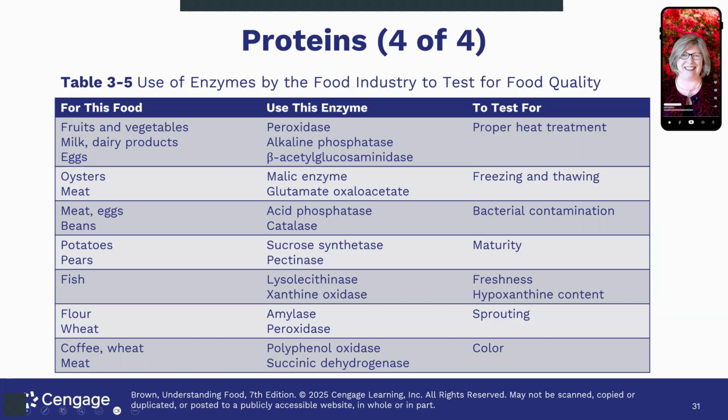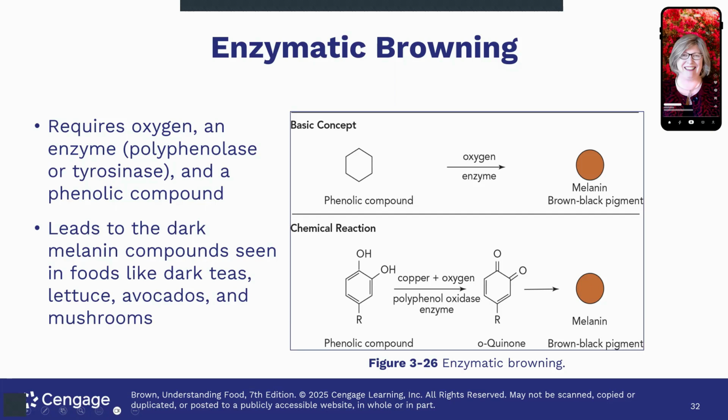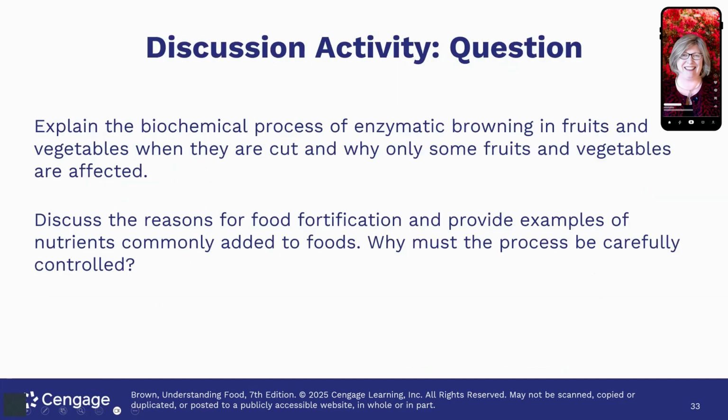These are some examples. Have you ever noticed that some of your fruits turn brown if they're exposed to oxygen, but not all of them do? Well, in order for that enzymatic browning to happen, there needs to be oxygen and an enzyme and a phenolic compound. Thinking about enzymatic browning, here is a discussion activity.